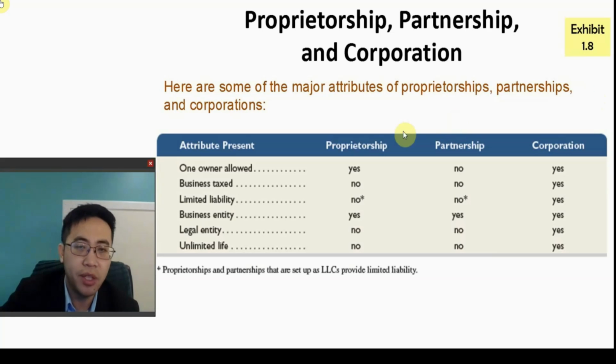Once again, the business entities include actually four: sole proprietorship, partnership, and a corporation. And the fourth one is limited liability company or limited liability partnership. So the limited liability company or partnership is just the same as these two. The only difference is that they have limited liabilities. Okay, so it's an upgraded version for a sole proprietorship and a partnership from the liability aspect.